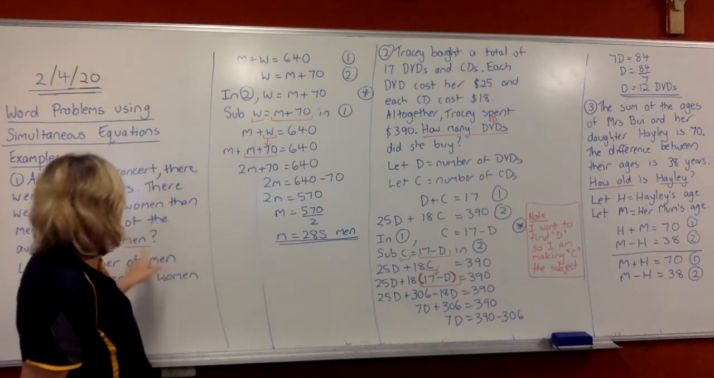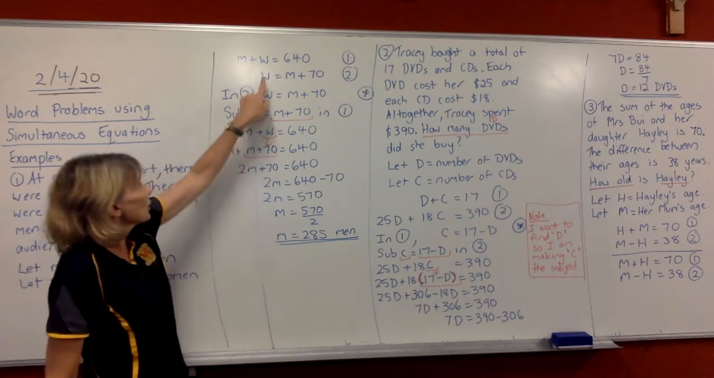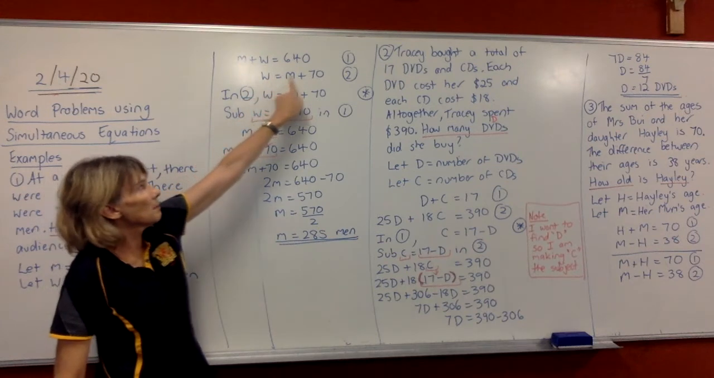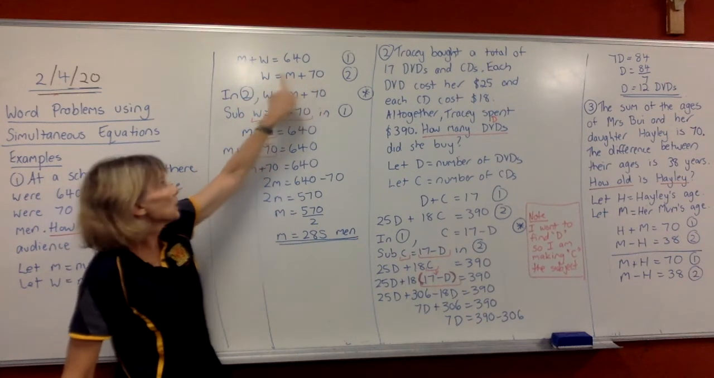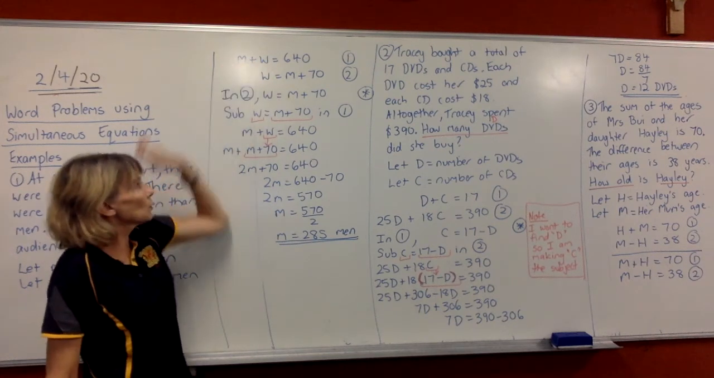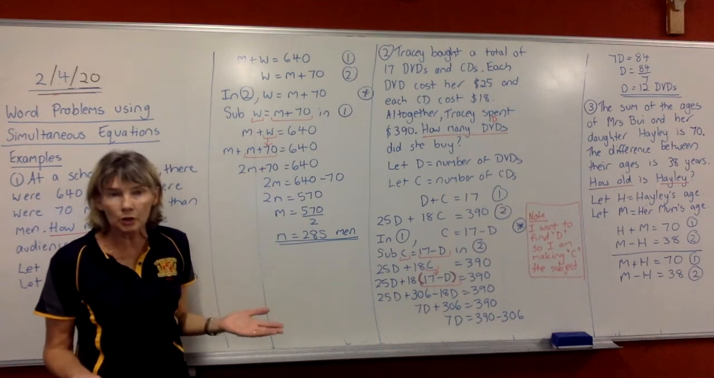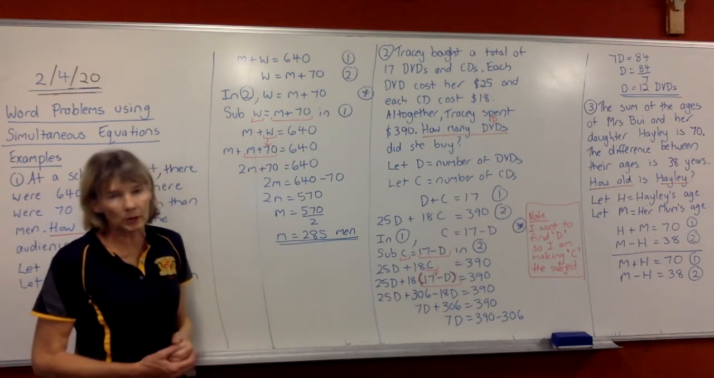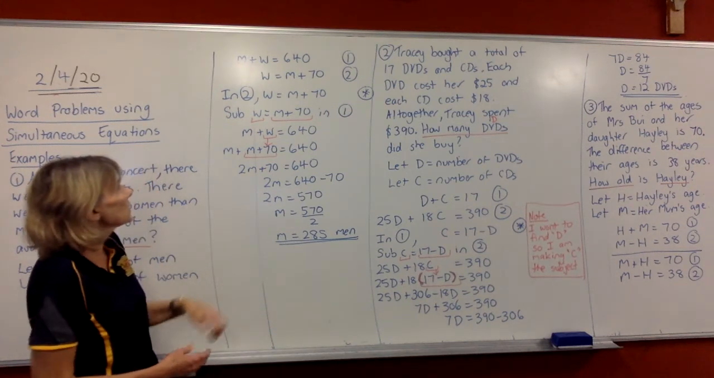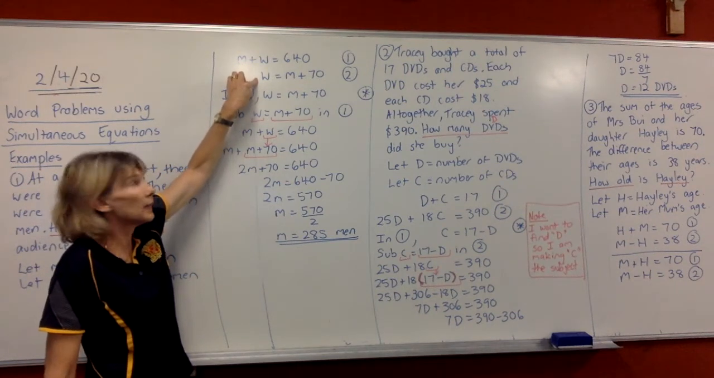Second sentence said there were 70 more women than men. So the women equals the men plus 70. There were 70 more women than men. Okay, so once you've got your two equations, it's up to you what you think you're going to do, whether it's going to be substitution or elimination. You decide what's easier. Okay, so already they've got W isolated in number 2.